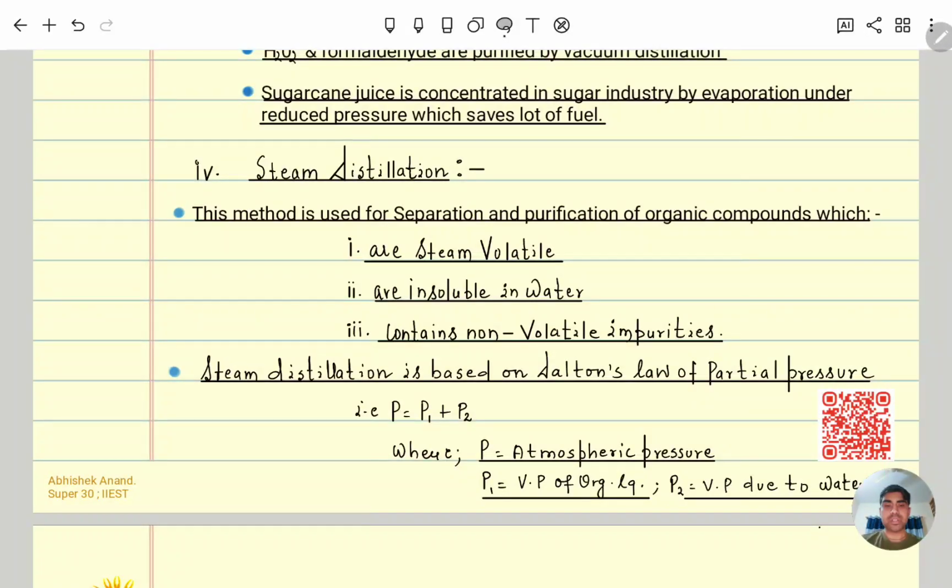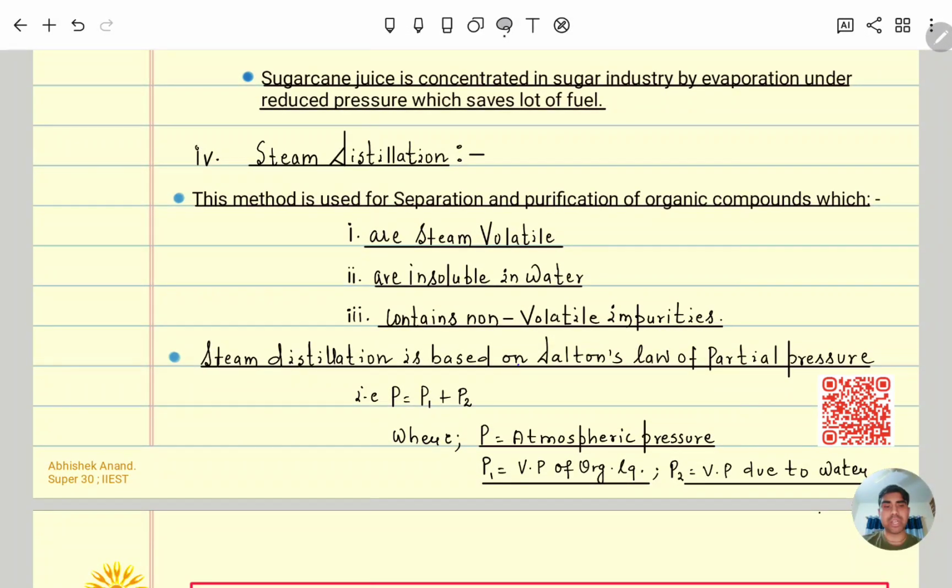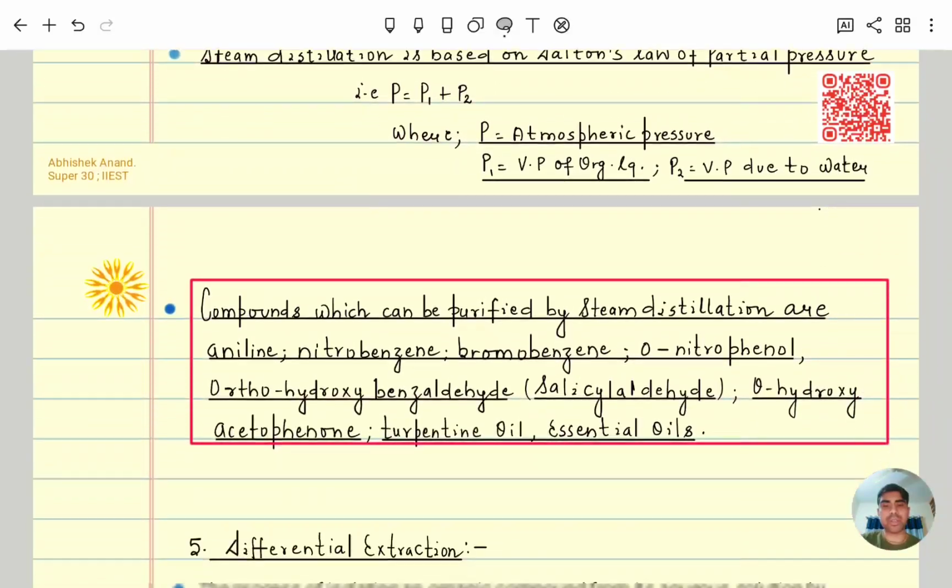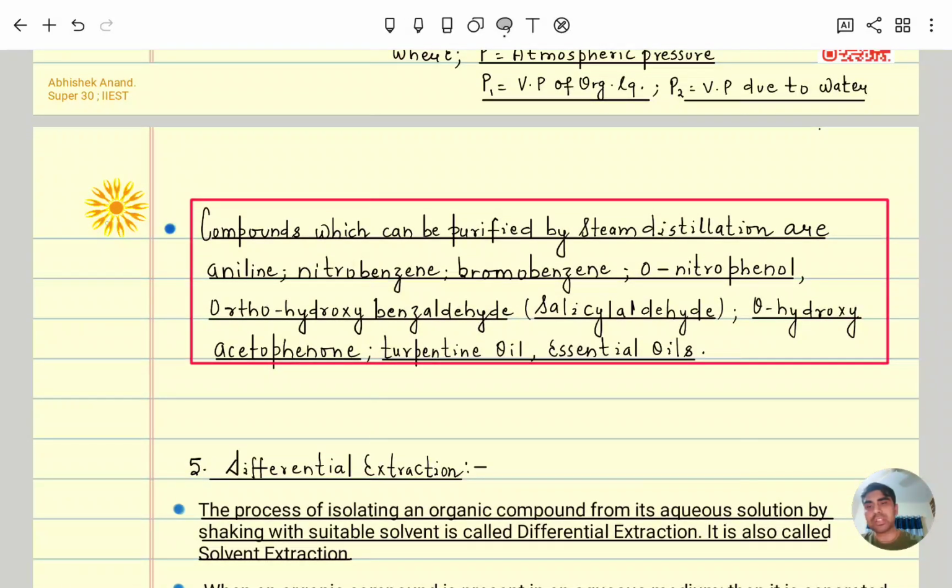Here in steam distillation, it is based on Dalton's law of partial pressure, that P is equal to P1 plus P2, meaning atmospheric pressure is equal to the vapor pressure of that liquid along with the vapor pressure of water, that is aqueous tension. So the vapor pressure of both, the liquid and water, should equal atmospheric pressure; only then will it vaporize. Its examples are very important. They will ask orthonitrophenol or paranitrophenol, like that.